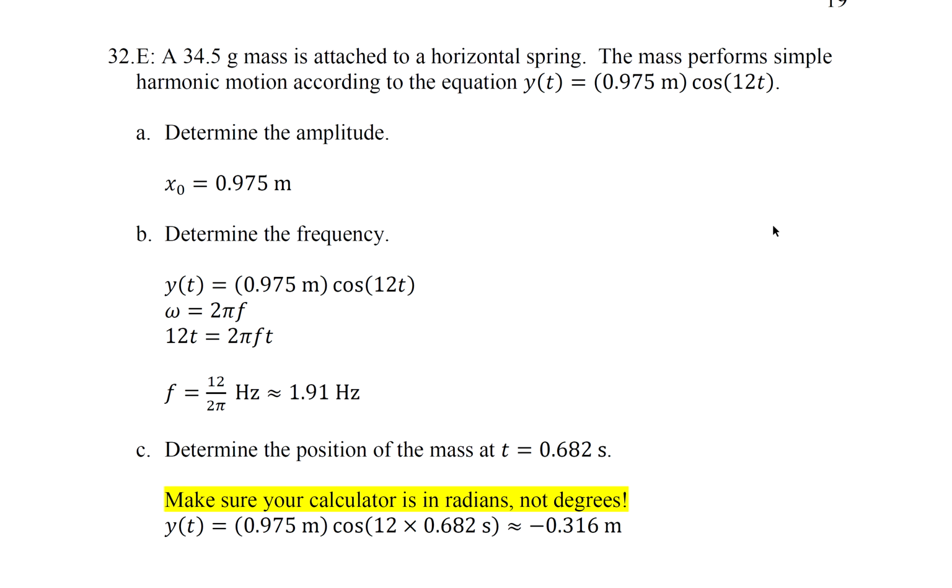Question 32. A 34.5 gram mass is attached to a horizontal spring. The mass performs simple harmonic motion according to this equation, 0.975 cosine 12t. Part A, determine the amplitude. It's just the value in the front. Part B, determine the frequency. So remember, omega equals 2 pi f.